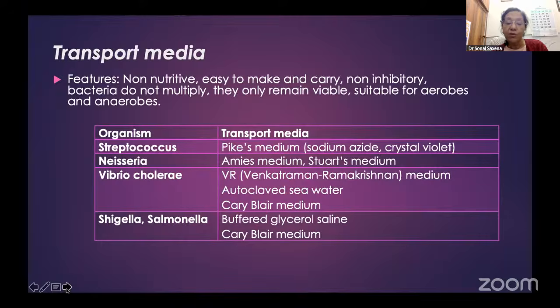Some of these transport media can also act as an enrichment media. For example, alkaline peptone water can act as both. It can transport as well as enrich. In that situation, they will allow some amount of multiplication of bacteria, but it is not a true transport media.